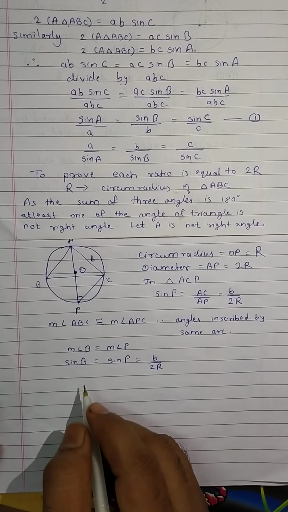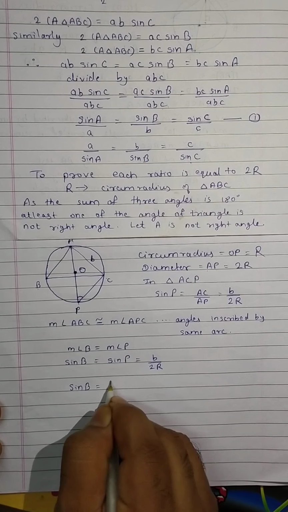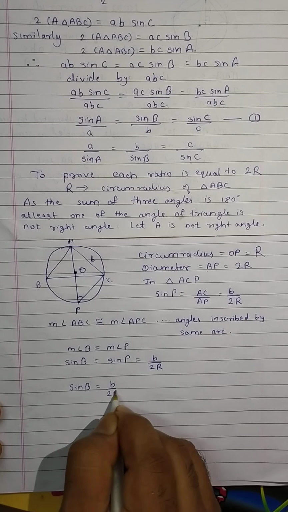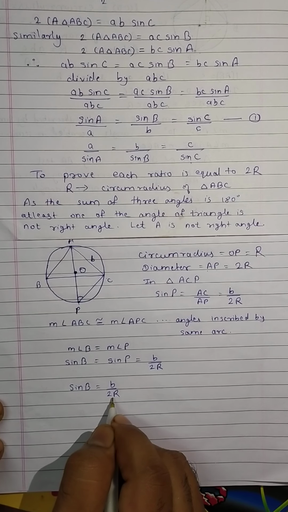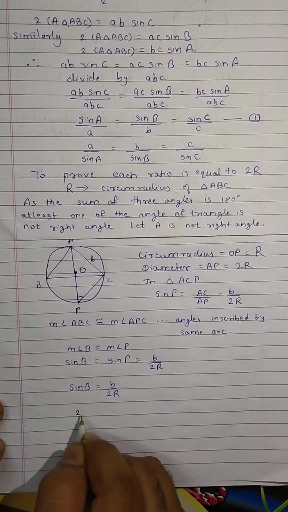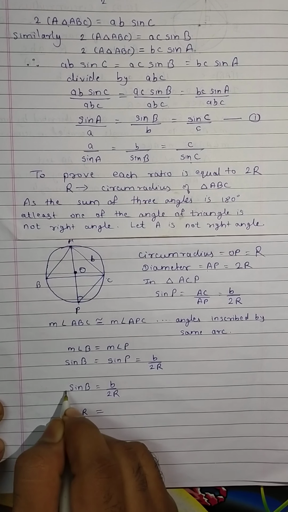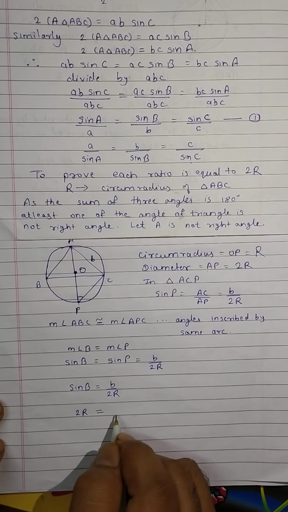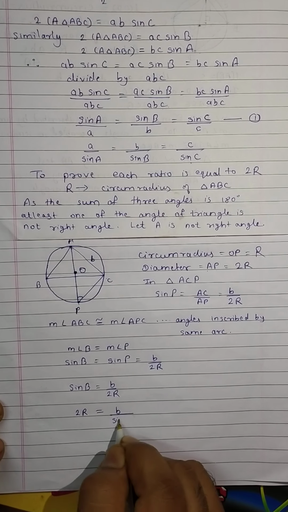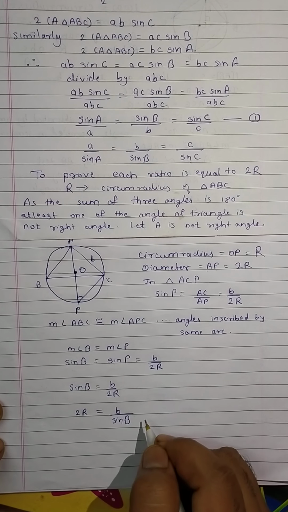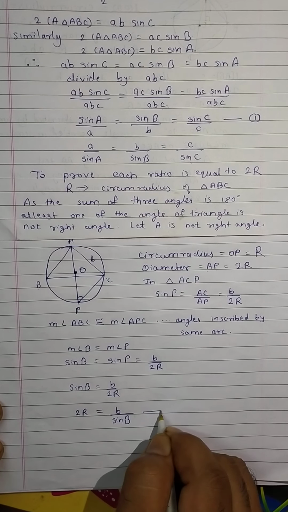Now we will consider this sin B is equal to b upon 2R, and we will transfer the terms as per our convenience. 2R will go on the left hand side, it will go in the numerator, b as it is, and sin B will come in the denominator of the right hand side. We will name this 2.